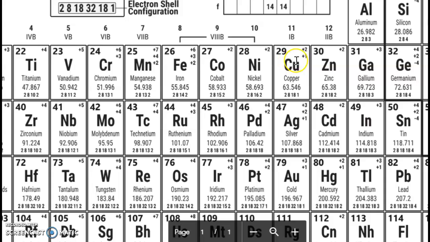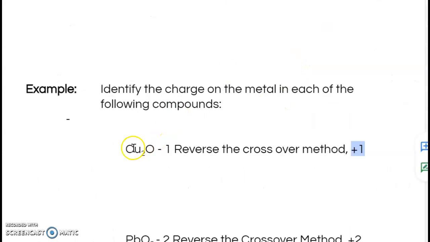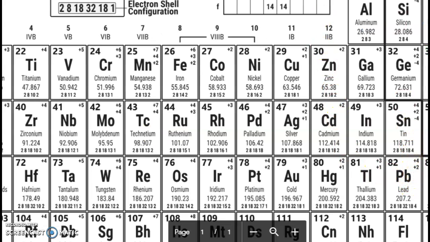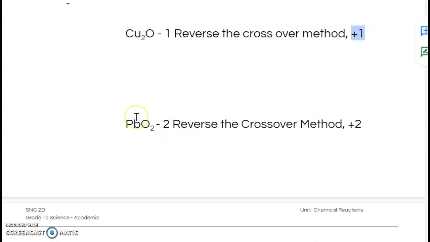I can go back to my periodic table, and yes, copper does have a cation charge of +1, but it also has a charge of +2. Based on that reverse crossover, this particular compound is using copper 1. Okay, lead oxide. How do I know which lead I'm using? We know that lead has two different possible charges because it's multivalent, in the transition metals. It has a 4 and a 2. Using the reverse crossover, I can bring this up over here, and then bring up the 1 over here. And actually, this is probably put into lowest form.